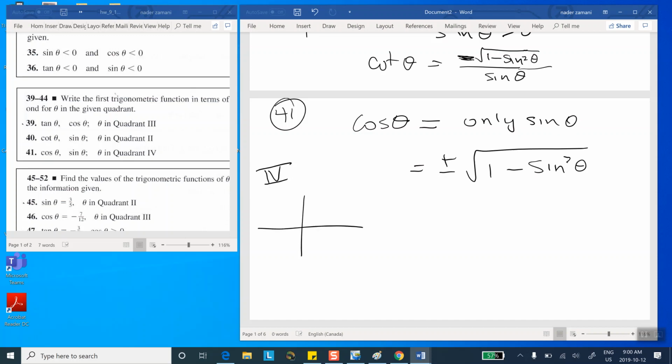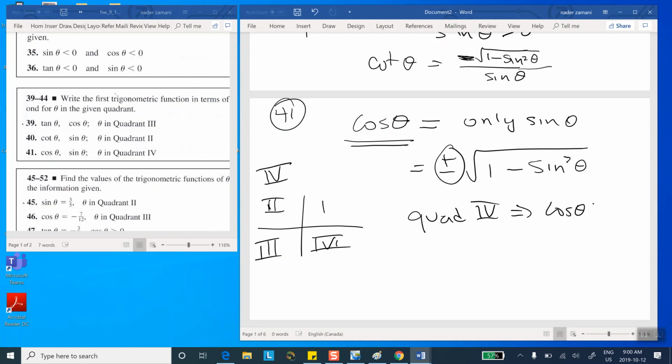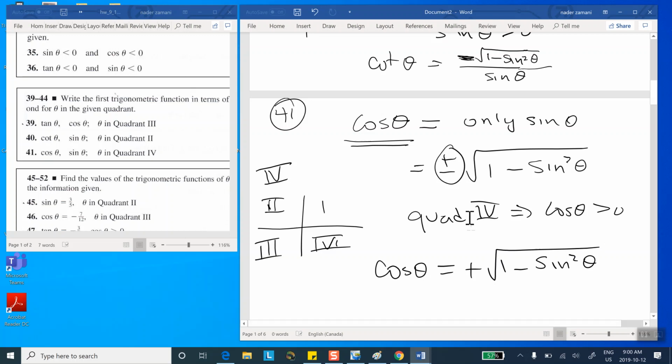Now quadrant 4, remember, this is 1, 2, 3, and 4. In quadrant 4, we know cosine is positive, right? So of these, you have to pick something that'll give you positive cosine. Quadrant 4 means that cosine is positive, and therefore the answer is cos theta equal to plus square root of 1 minus sine squared. That's how we do these problems.